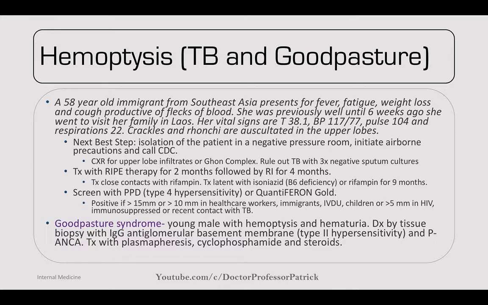So if we compare this with Goodpasture's disease, this is oftentimes a young male with hemoptysis and hematuria. So think 44, 45-year-old male with hemoptysis, Goodpasture's disease. We can diagnose with a tissue biopsy and with IgG anti-glomerular basement membrane antibodies. This is a type 2 hypersensitivity reaction to the basement membrane in the lungs and the kidney. And it's also positive for a P-ANCA at times. So we can treat this with plasmapheresis, cyclophosphamide, and steroids.